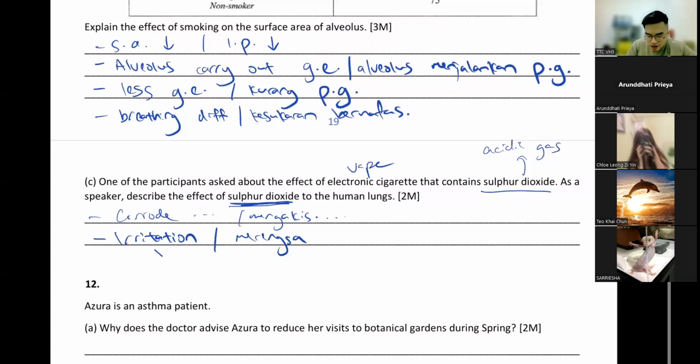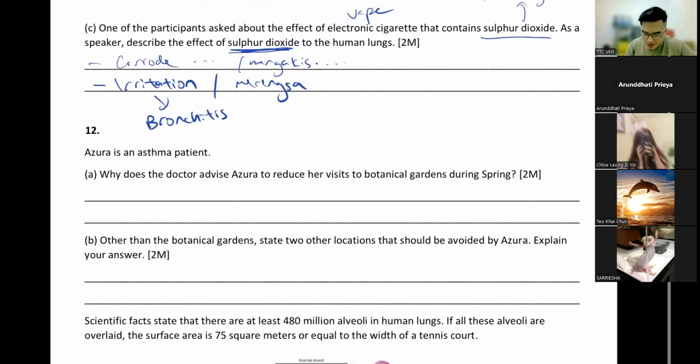Okay, so irritation. You can even say, okay, guys, when your lungs are very irritated, that's how you get bronchitis. You can say this answer. So, guys, can you see all these answers are very KBAT one? As long as your answer makes sense, I will give you the mark. Right? So, next, number 12.